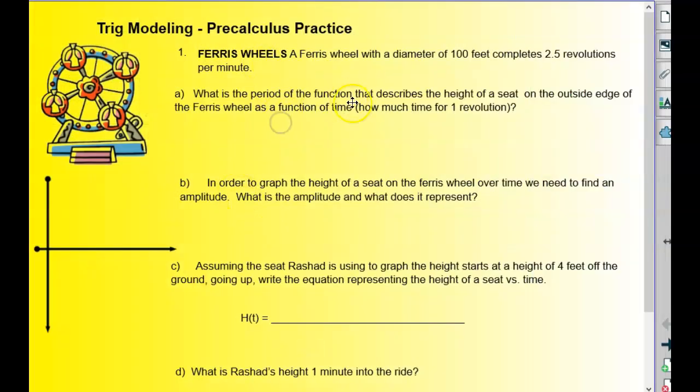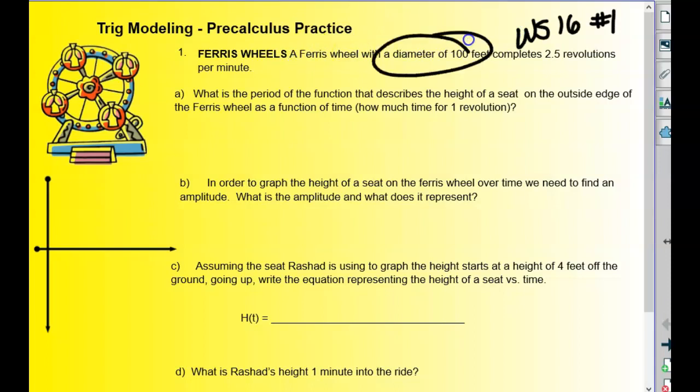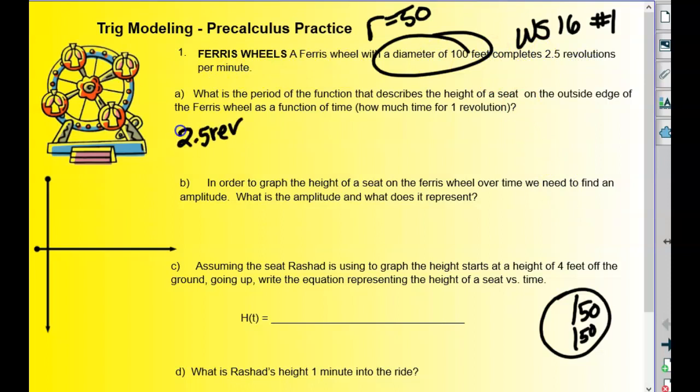The very first part of this worksheet 16, number 1, says a Ferris wheel with a diameter of 100, which means the radius is 50, which means it's a big old Ferris wheel. 50 and 50. It completes 2.5 revolutions a minute. Okay, 2.5 revolutions in 1 minute. We're supposed to figure out the height of a seat as a function of the time.